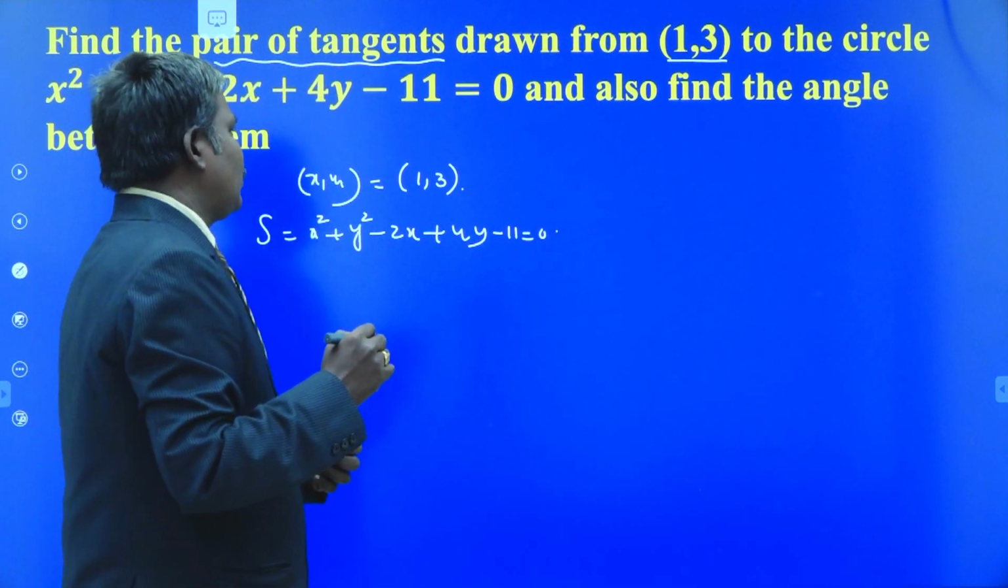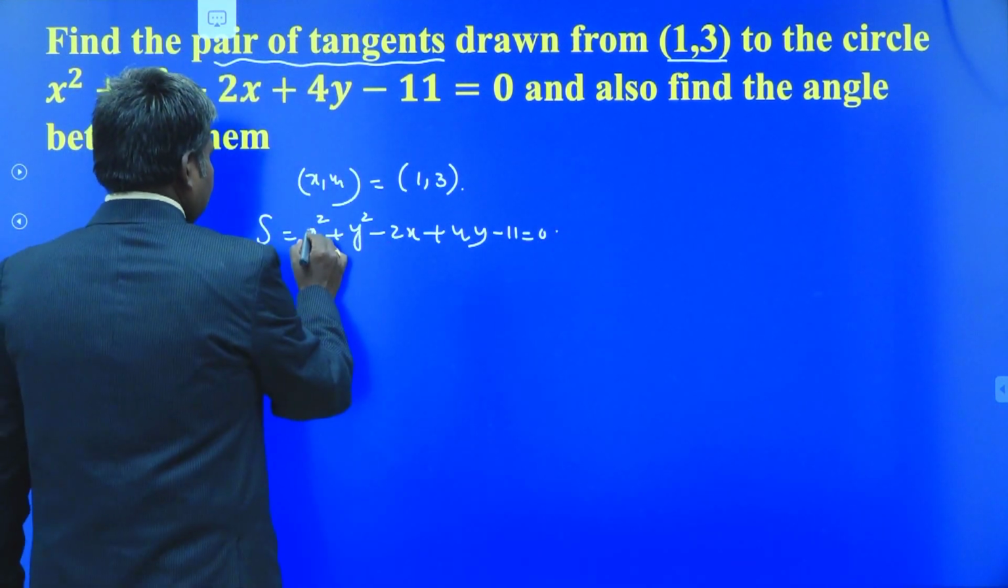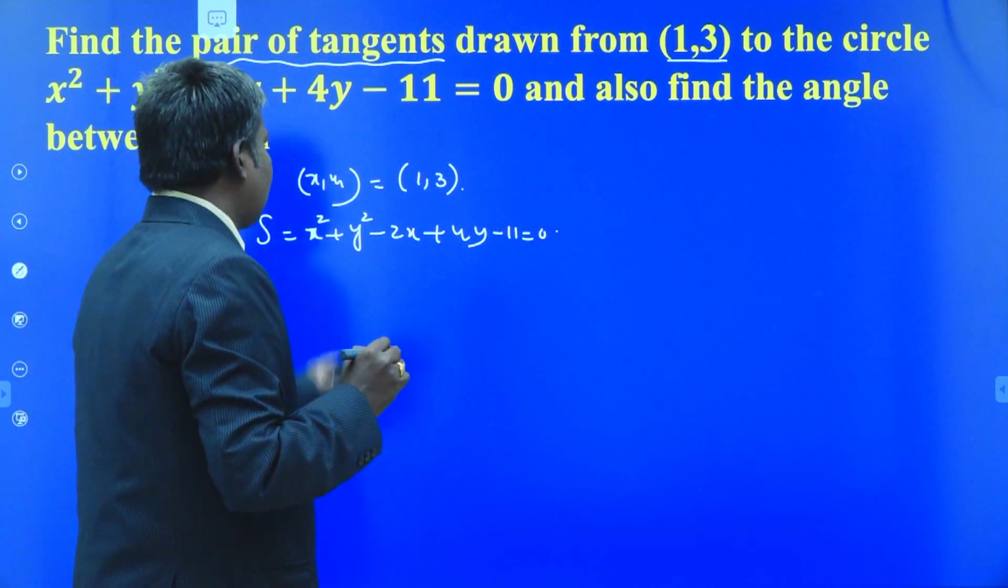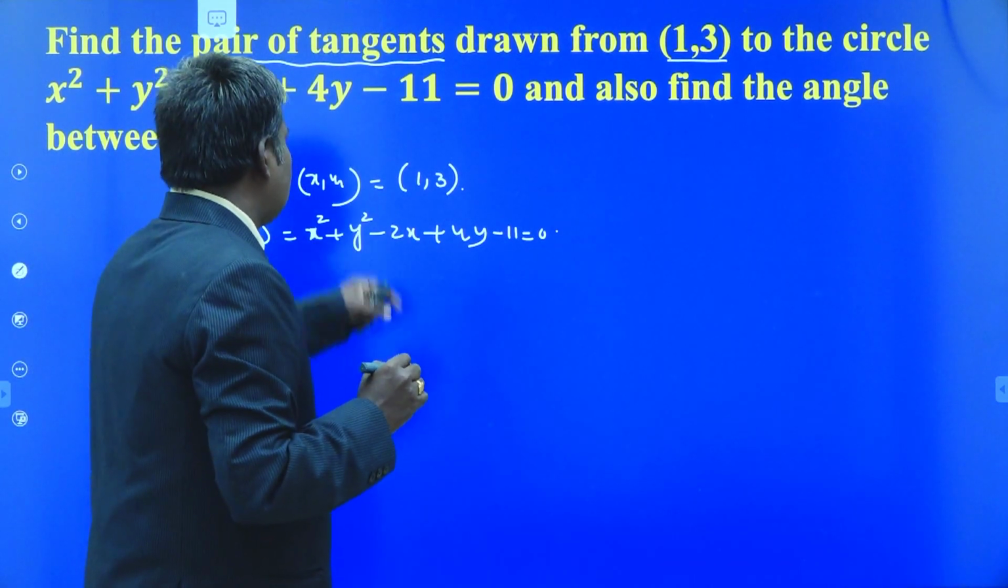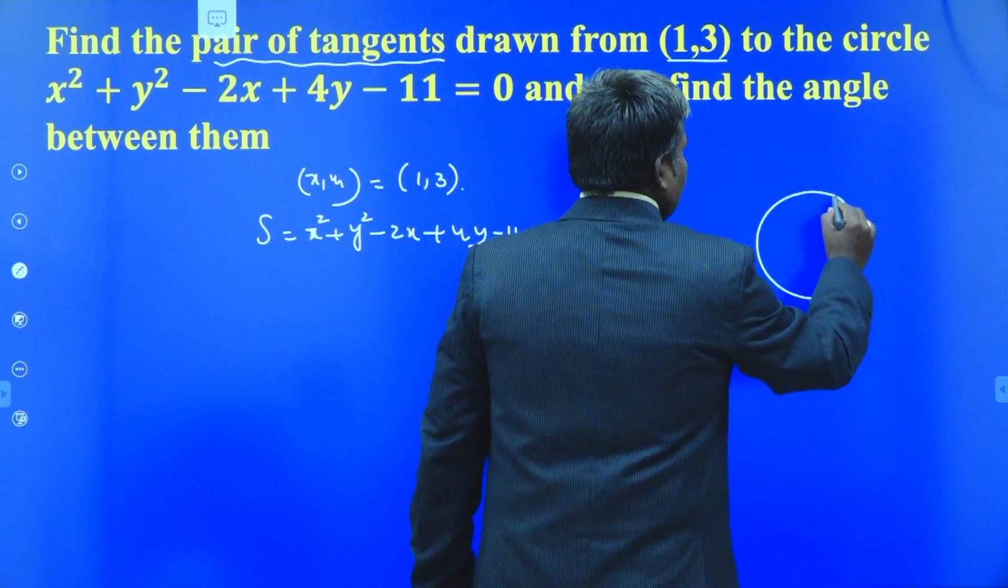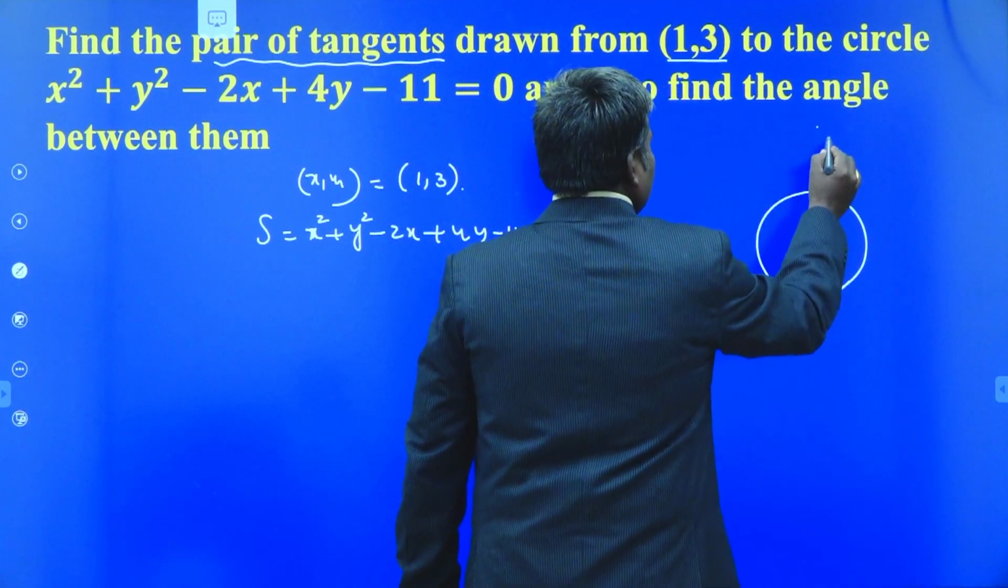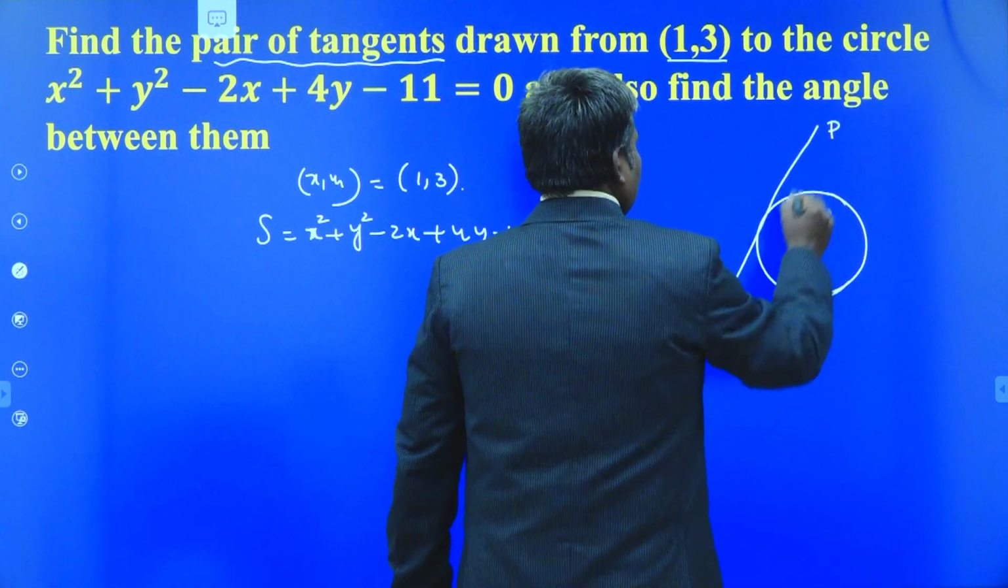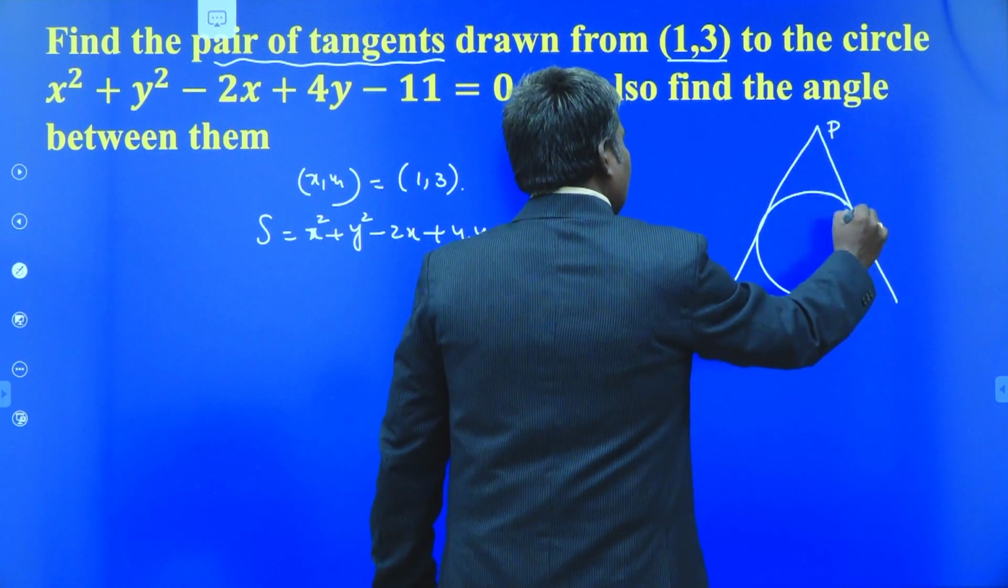Minus 11 is equal to 0. This is the circle equation. This is the given point, an external point. If our point is external, then only you can draw the two tangents. This is my circle, this is the point. These are the pair of tangents you are going to find out here.